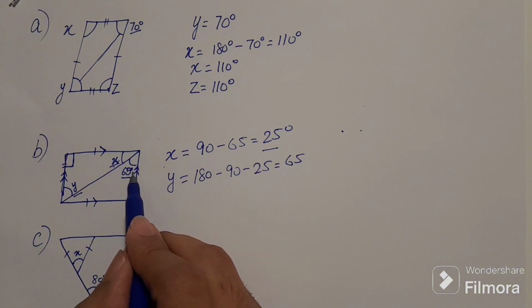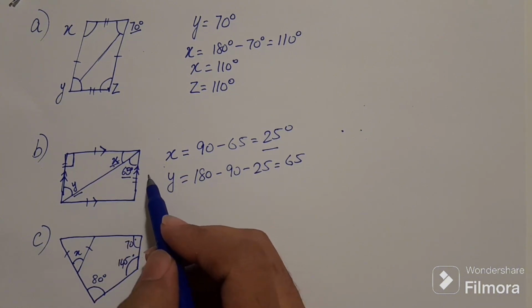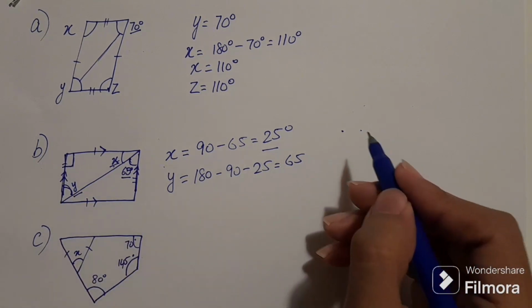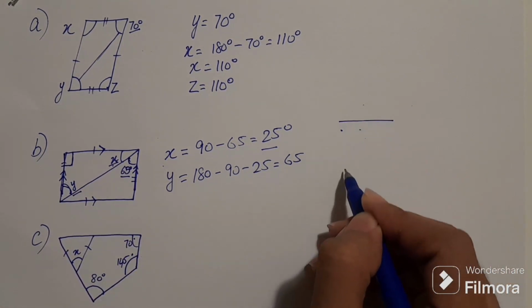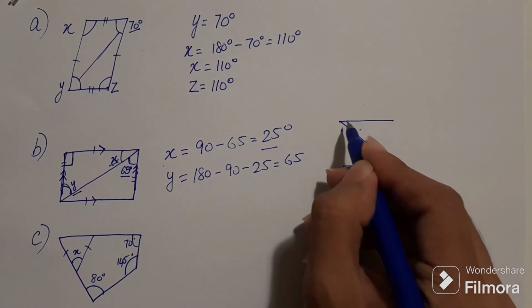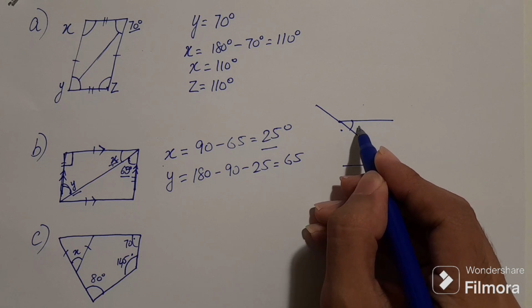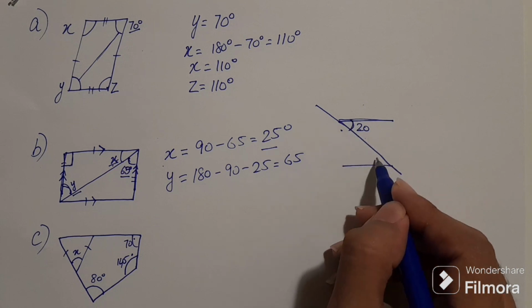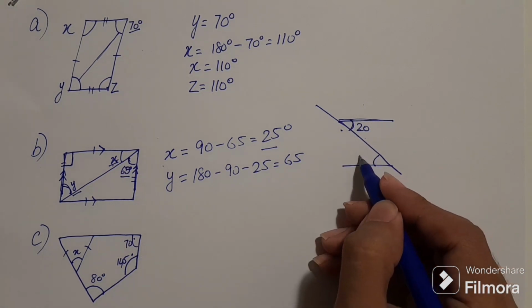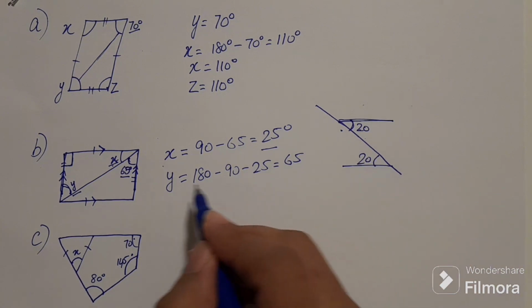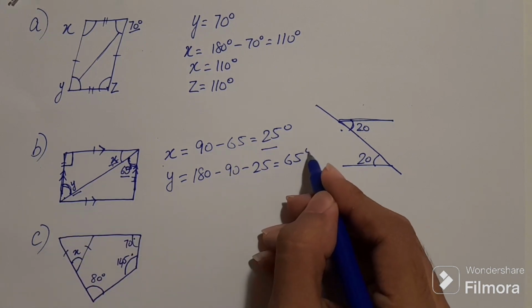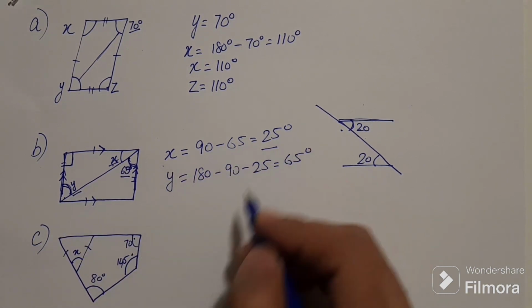Another tip I can give you is, as this is parallel and the angle over here is the same, over here I will show. Here are 2 parallel lines, and if a line cuts through and this angle is, for example, 20 degrees, then this interior angle and this interior angle will be the same, so this will also be 20 degrees. The same will be applied over here. So interior angles are the same, so 65 and 65. So the value of y is 65 and the value of x is 25 degrees.